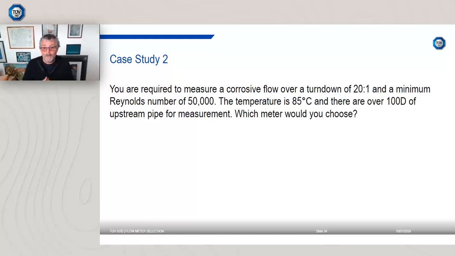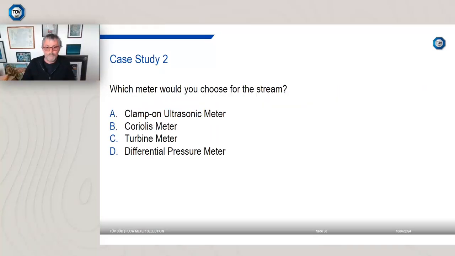20:1 turn down ratio, i.e. the maximum flow is 20 times greater than the minimum flow. The Reynolds number is 50,000 or above, so it's always turbulent. Temperature is quite high, 85 degrees C, and we've got loads and loads of straight pipe. This is like a big pipe in the middle of a refinery. The choices I've got here are a Coriolis, a turbine, a DP meter, or a clamp-on ultrasonic meter.